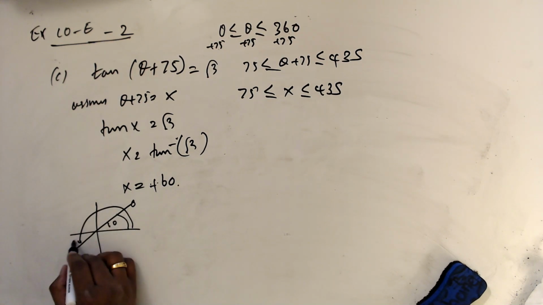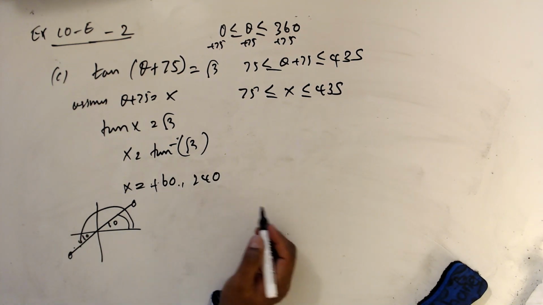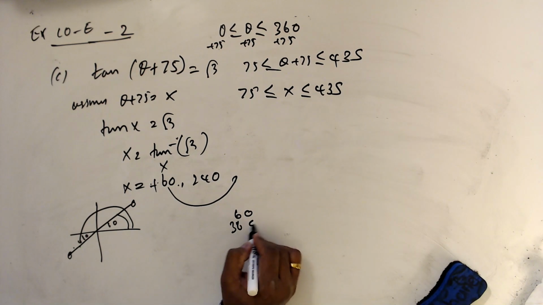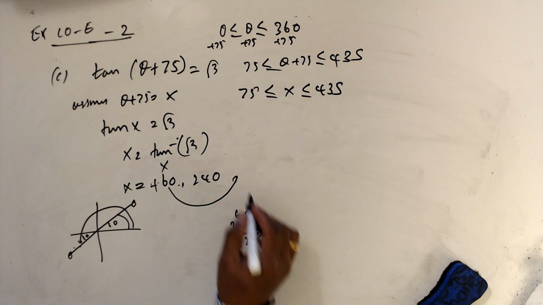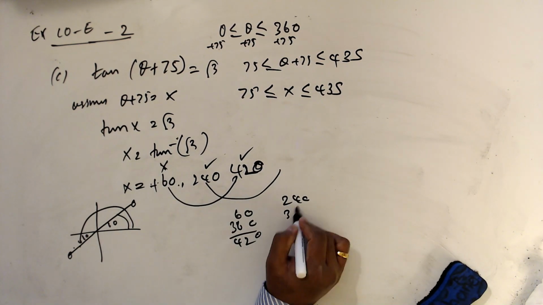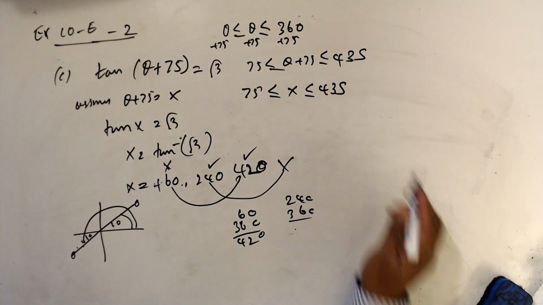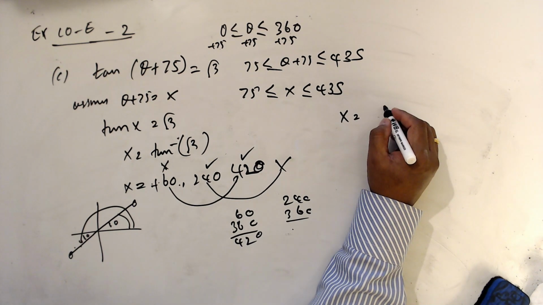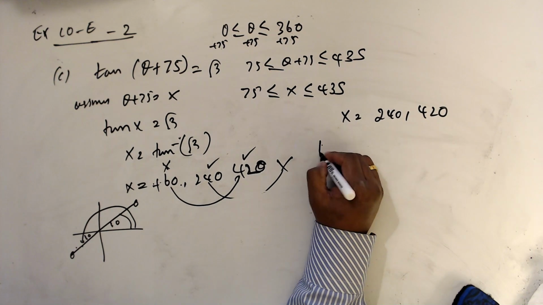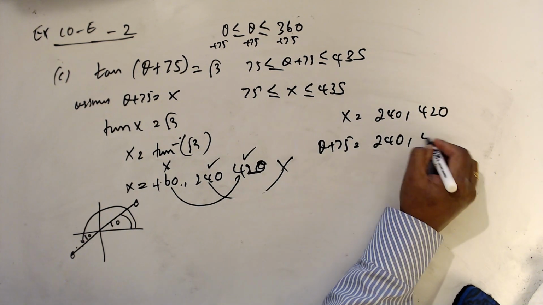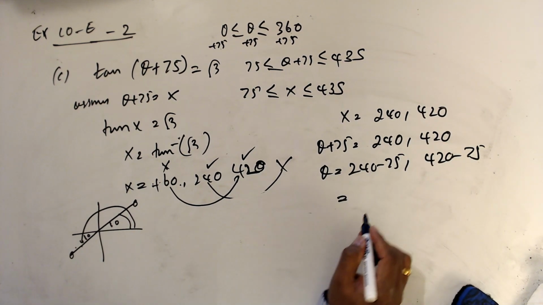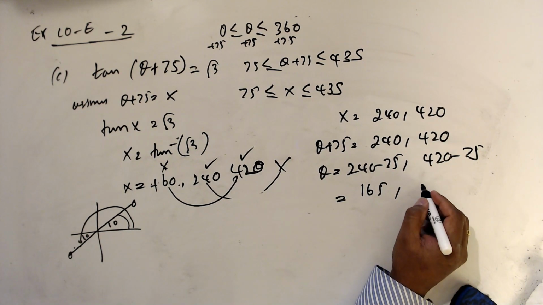So this is 60, that's fine. This is going to be 180 plus 60, 240. Now, 240 is in the range. 60 is not in the range, but 60 plus 360, 420, is in the range. 240 plus 360 is more than 500, not in the range. So only two answers there: x equals 240 and 420. But x equals theta plus 75, so theta equals 240 minus 75, 420 minus 75, which is 165 and 345.